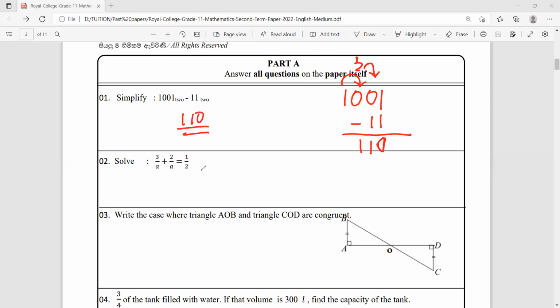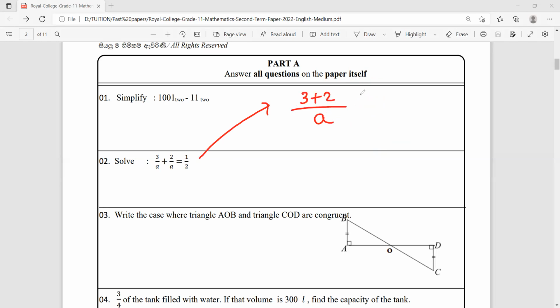This is the answer. Here you have a common denominator. In the second question, you already have the common denominator, so you can take it like this. Under this question, it is 3 plus 2 divided by a is equal to 1 divided by 2, and you have 5 divided by a, which is equal to 1 divided by 2. So you can eliminate a here by multiplying by a both sides, right? And you can eliminate this. So okay, let's do it in the next step.